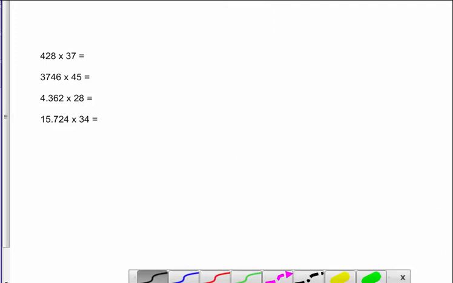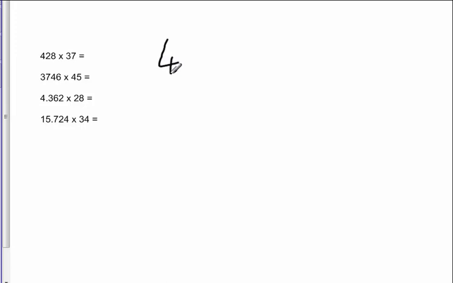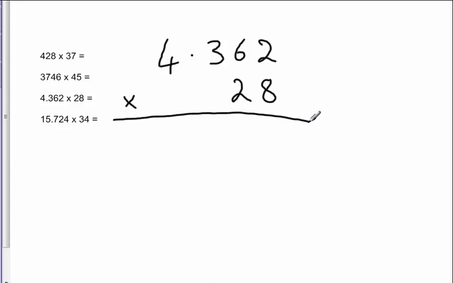So my third example then has got a decimal point in it, and I'm going to write out 4.362, and it's going to be multiplied by 28. Put my multiplication sign over there. And this time, what we need to be careful of is the decimal point. But a really easy way of remembering where our decimal point goes is that the amount of numbers behind or after the decimal point in the sum will be the same amount that are in the sum in the answer.